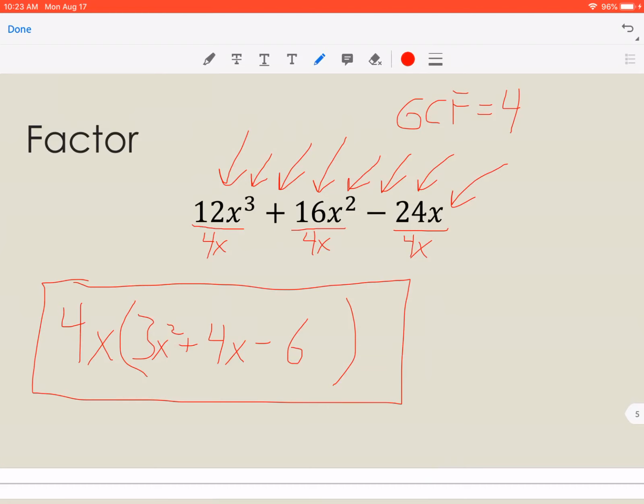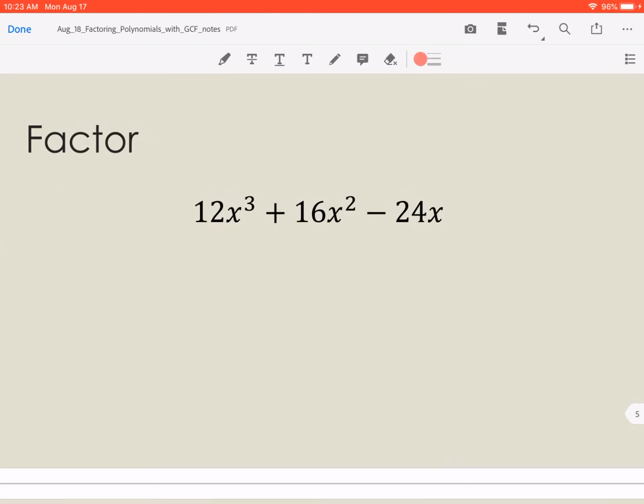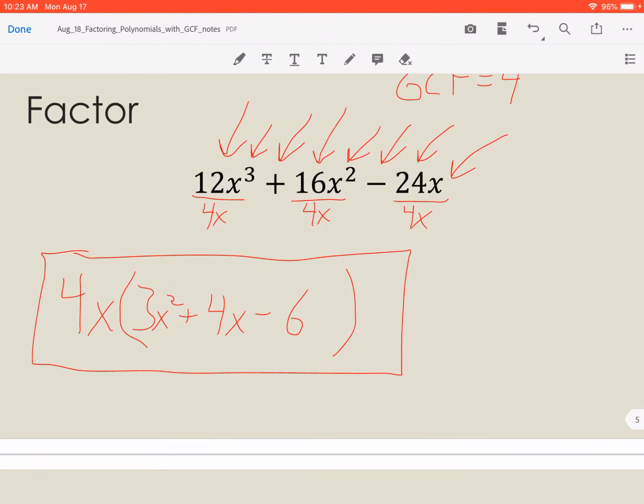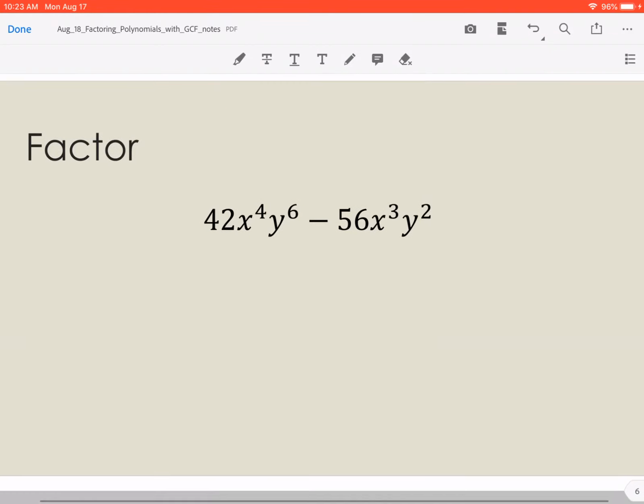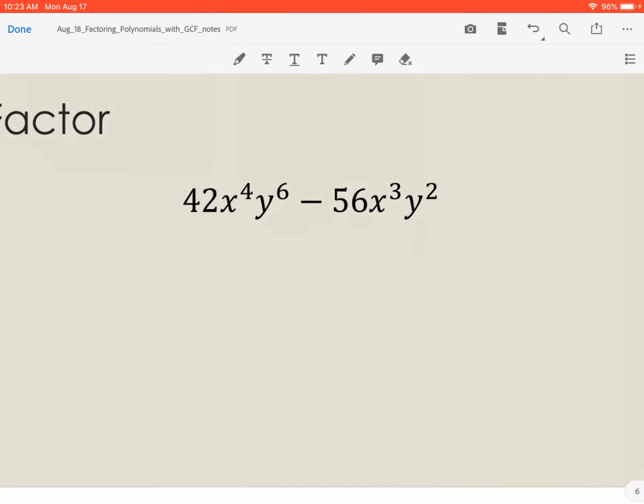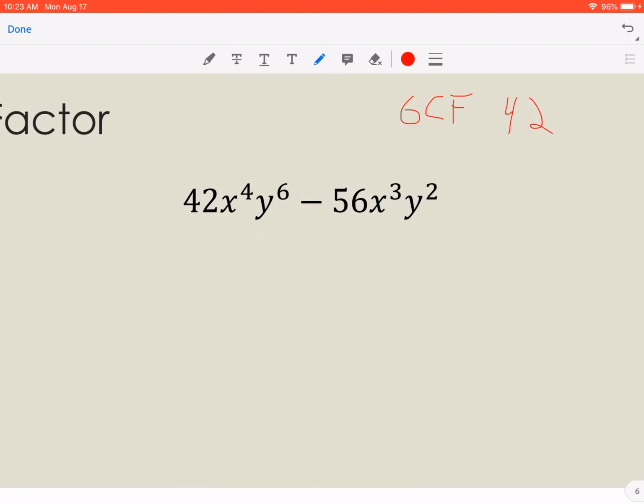All right. And last one. And again, you guys can always go back and just distribute that. If you distribute the 4x to the 3x squared, the 4x, and the minus 6, it should take you back to where you started. Same thing here. We just have x's and y's this time. So I need a GCF between 42 and 56. All right.